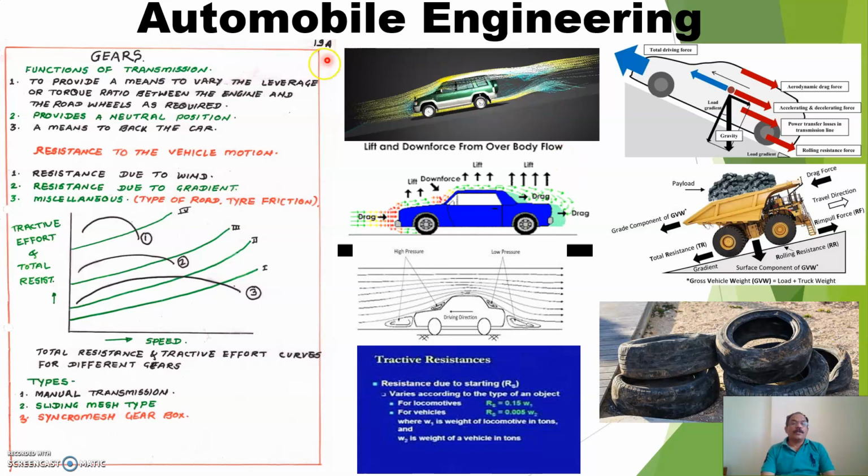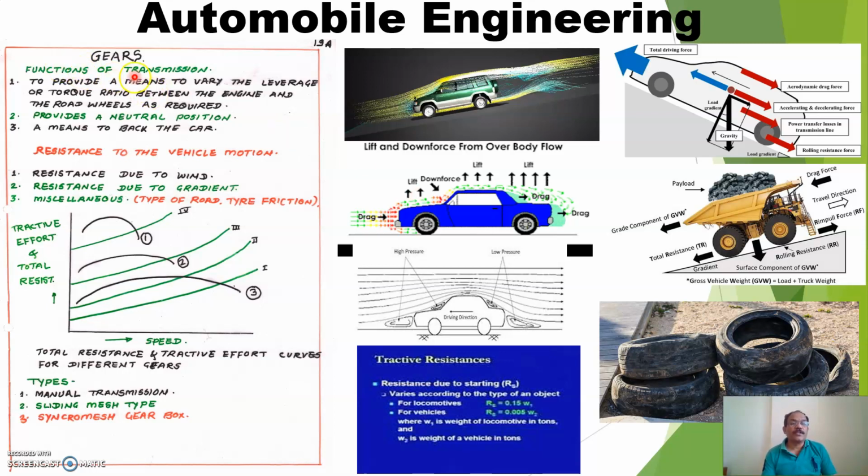Now, first of all, let us see why we need a gearbox. We need a gearbox to vary the torque. Again, the question arises why we want to vary the torque, because there are so many resistances acting on the vehicle, and you need to overcome those resistances. That's why we need a gearbox. It gives you a variable torque. Whatever power is developed in the engine, we are taking it in a step by step manner. That's why we need a gearbox.